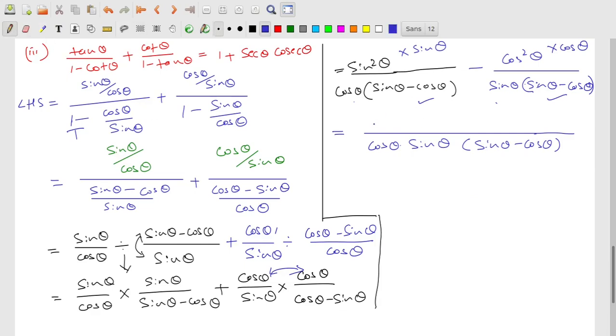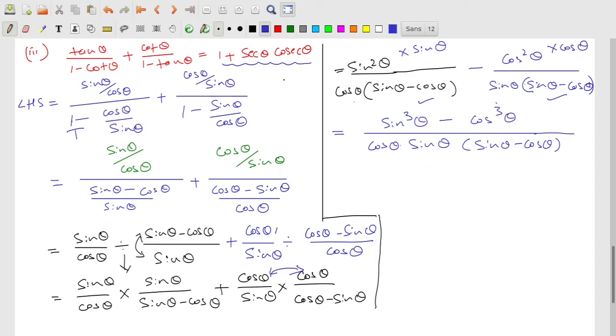Fine. Now add these two. What will you get? You will get sin cube theta minus cos cube theta. All right. Now again, what do we need? We need 1 plus secant theta cosecant theta at the end of the solution, right? So how do we get this 1 plus secant theta cosecant theta out of this? That is the question here.